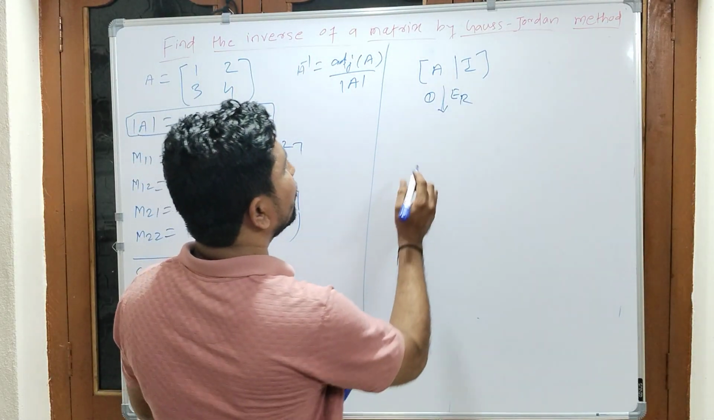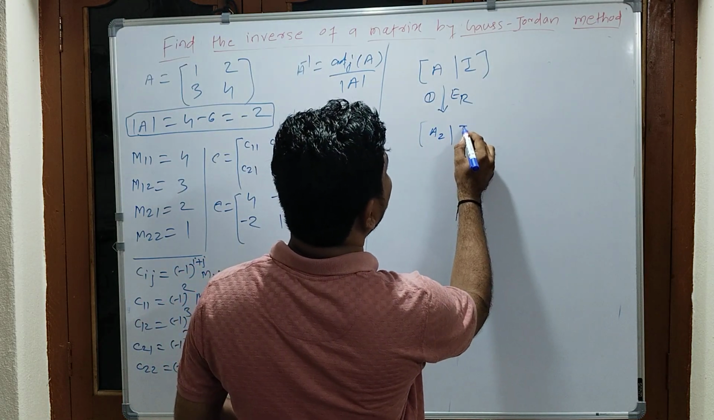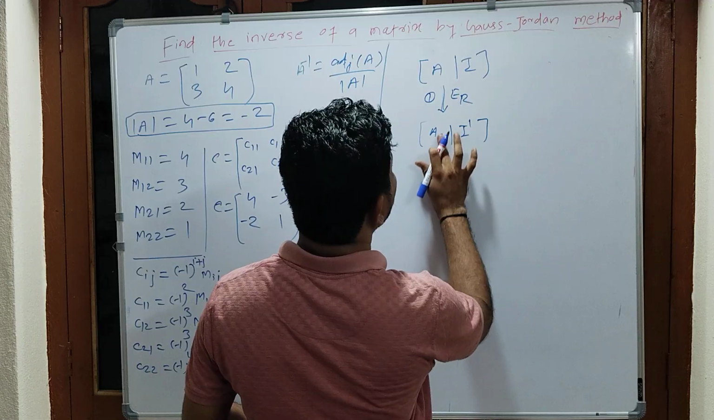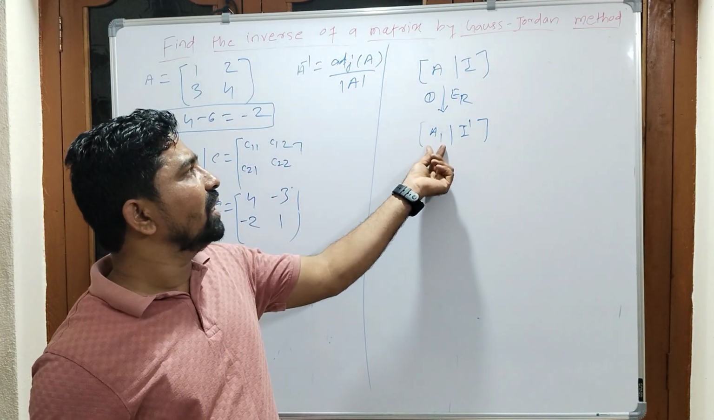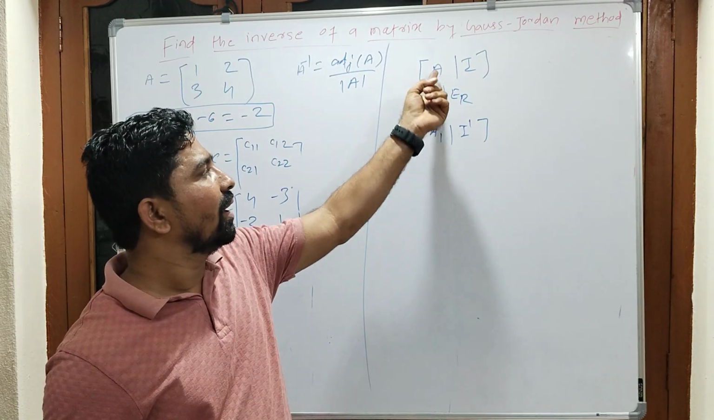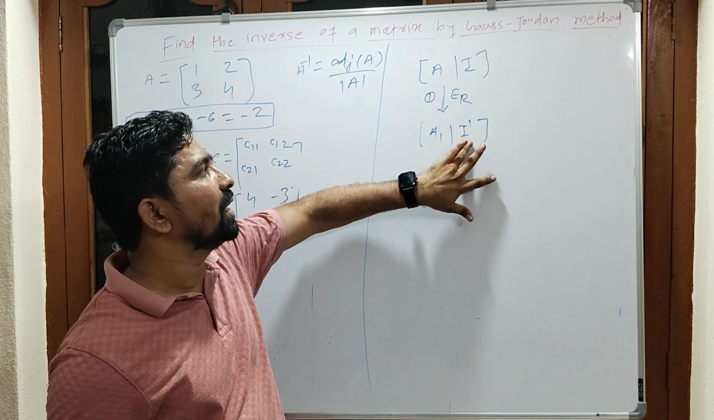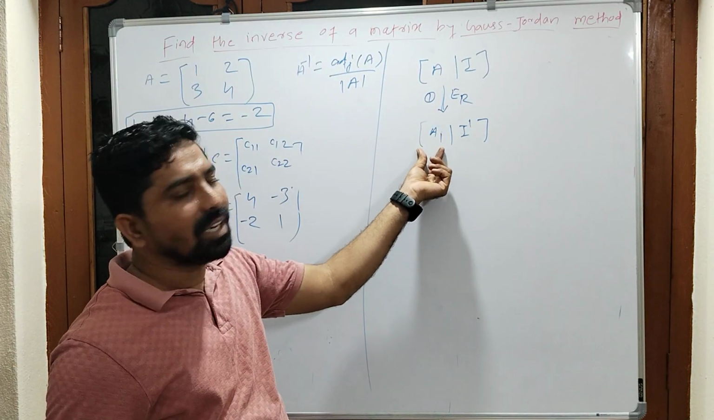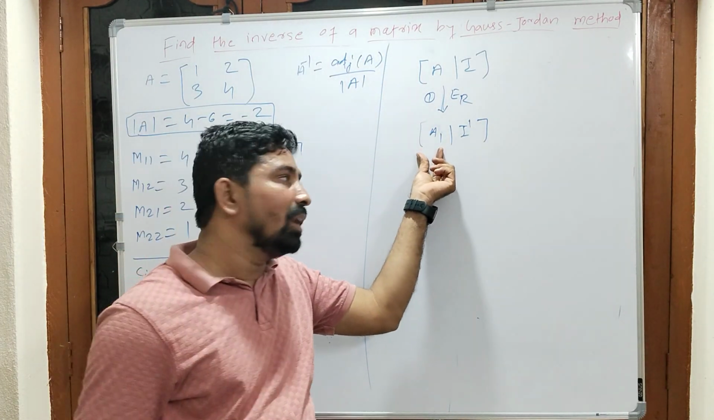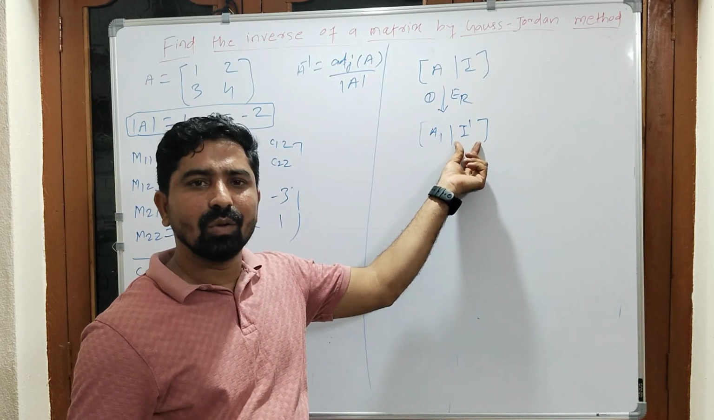So if at all, here let's say I got A1 and this is I1. If this A1 is equivalent to this identity matrix. Of course, this is not the identity matrix after applying the elementary row operation. अगर मेरा ये A1 आइडेंटिटी मैट्रिक्स बन गया मेरे पहले ही एलिमेंट्री रो ऑपरेशन में, तो ये जो मैट्रिक्स मुझे मिल रहा है ये मेरा इनवर्स होगा.